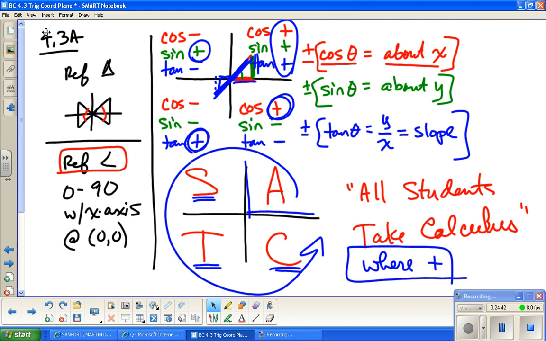That's going to become an issue, and this page kind of summarizes everything. So the signs, whether they're positive or negative, all students take calculus, and reference triangles, reference angles.